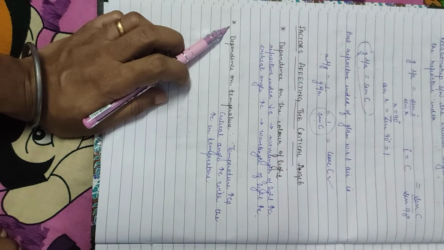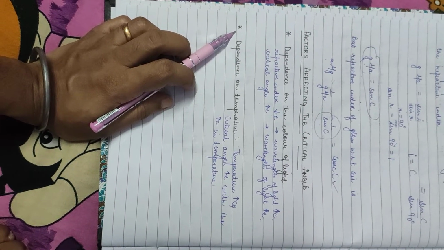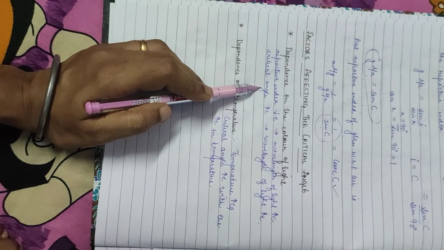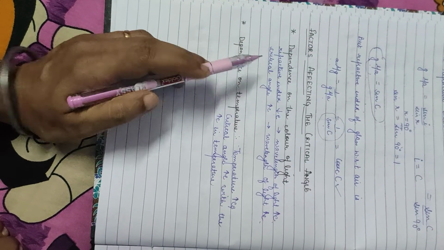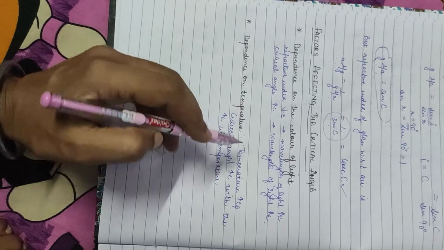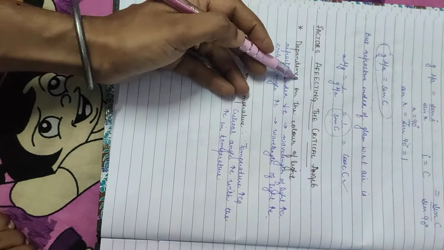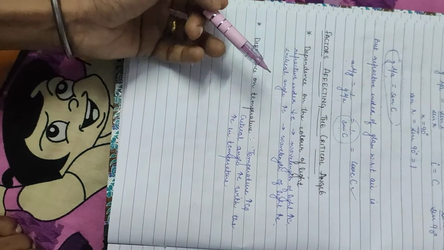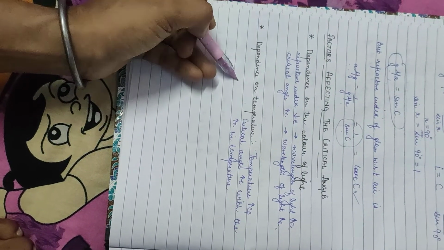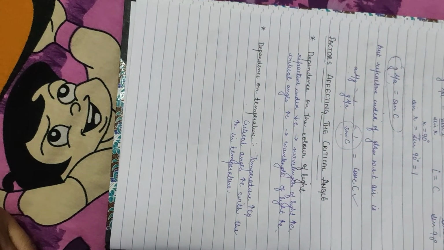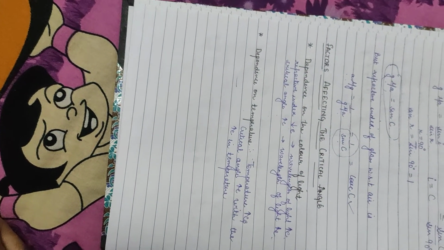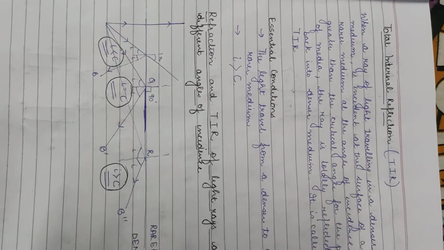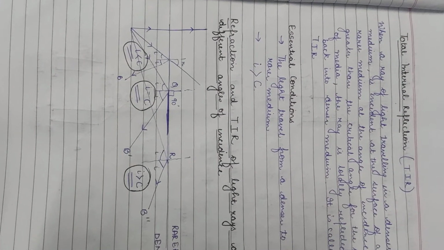Now what are the factors affecting the critical angle? Two factors are there. As wavelength increases, critical angle will increase. And as temperature increases, critical angle again increases. As refractive index decreases, critical angle increases. So here we have two factors: dependence upon temperature and dependence upon what? Color of light.